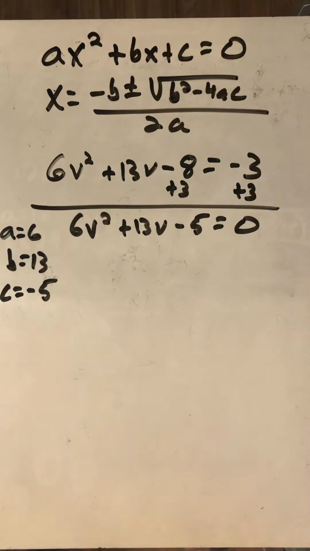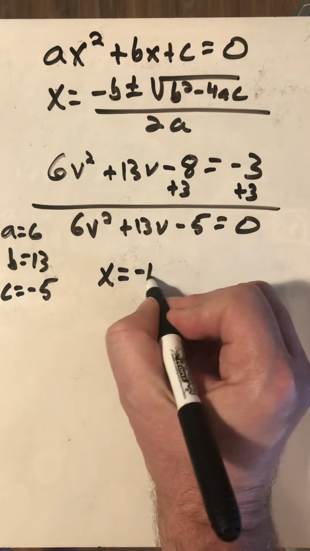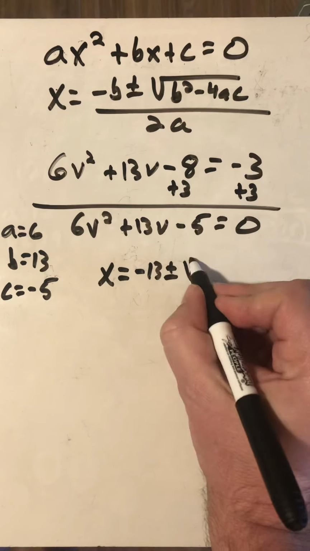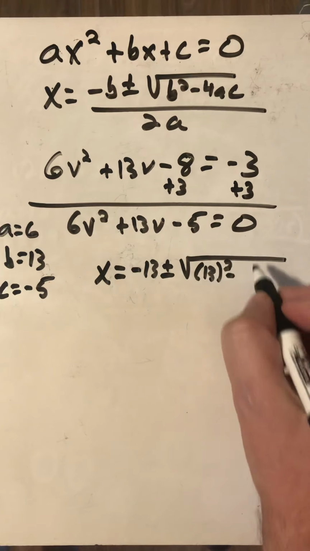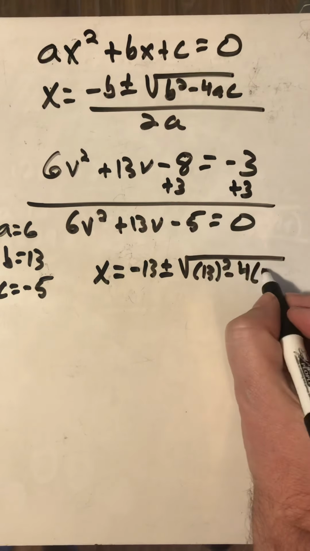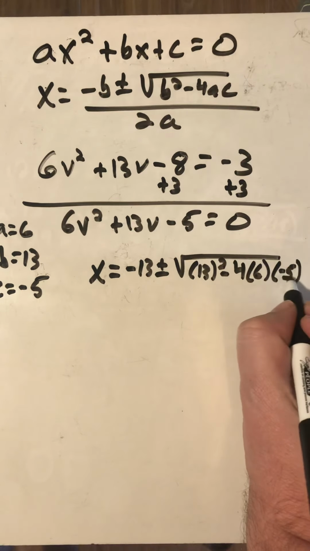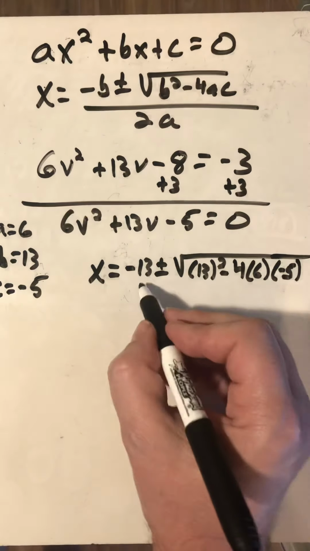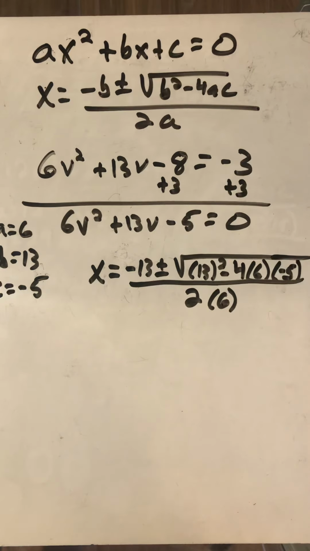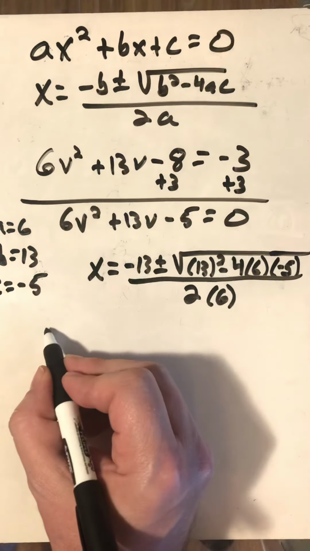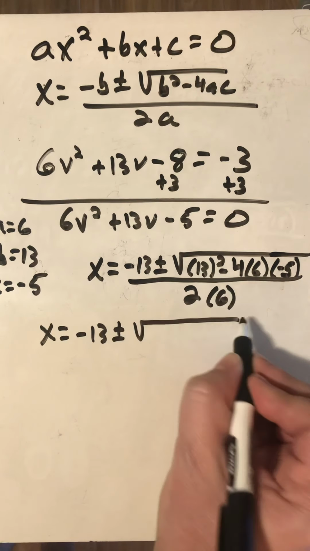All right? So knowing this, I'll go ahead and plug them into my quadratic equation. X equals negative 13 plus or minus square root 13 squared minus 4 times 6 times negative 5. Okay? All of that is going to be over 2 times 6. Okay? So now we simplify. X equals negative 13 plus or minus square root.